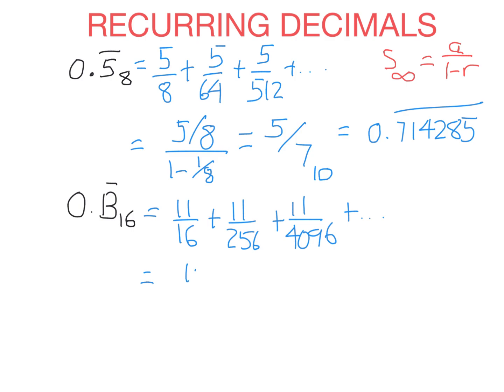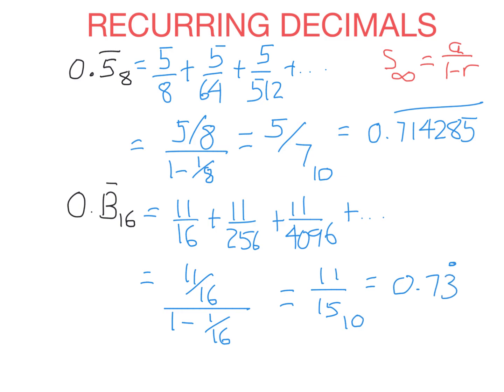So for the sum of the infinitely many terms, you put the first term on top, and on the bottom is 1 minus r. Here r is 1 over 16. So all you have to do now is put that in your calculator, and you actually get 11 over 15 in base 10. If you want to convert that to a decimal in base 10, you can just use your calculator. It's 0.73 recurring in base 10.